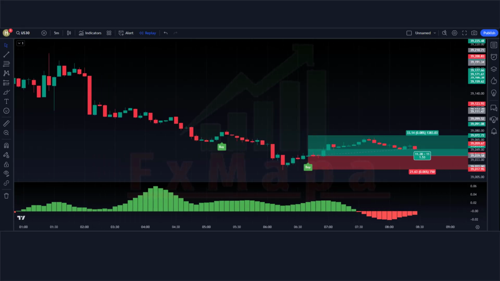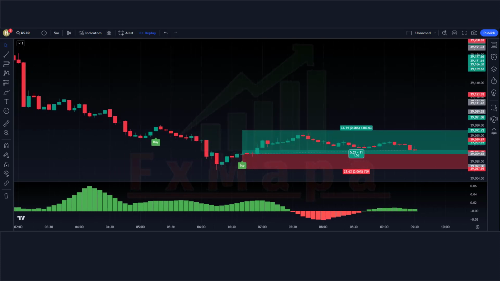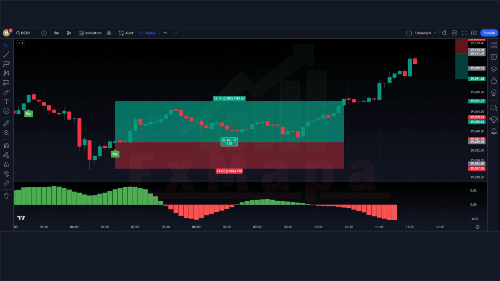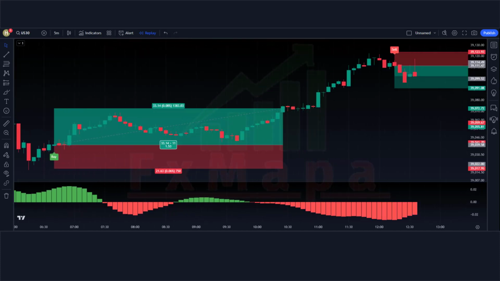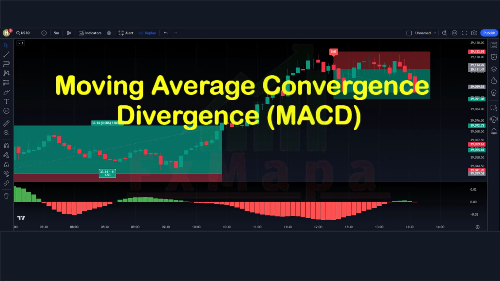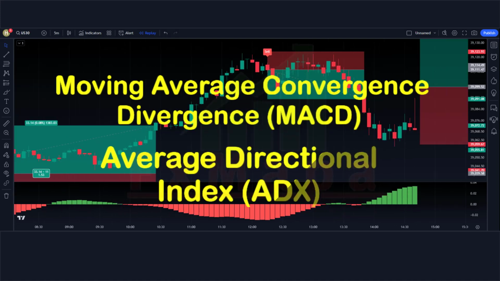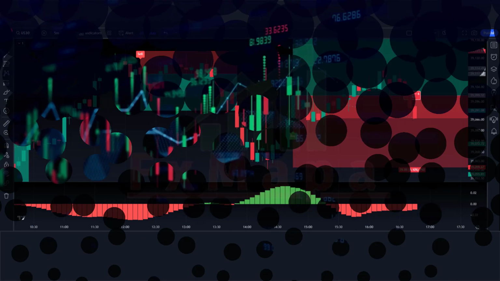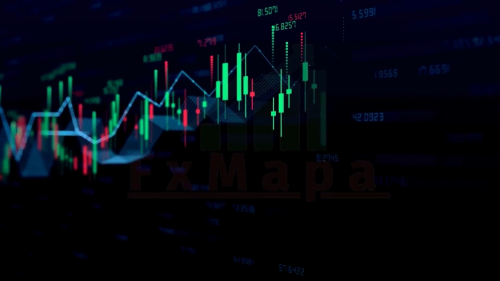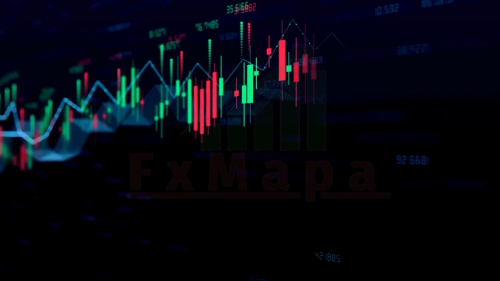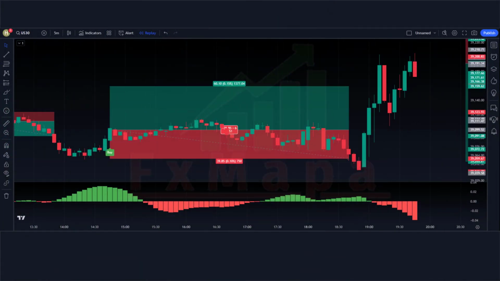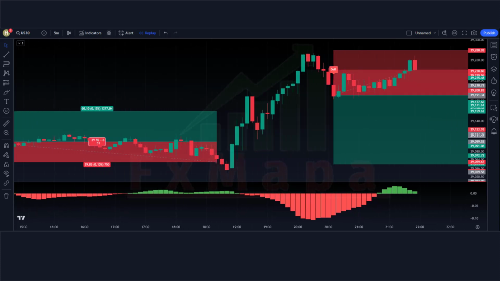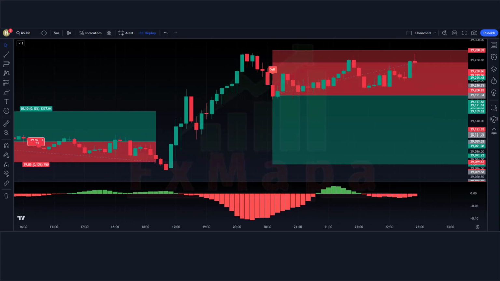Today, I want to talk about a powerful trading tool that is often overlooked by traders, the MACD ADX Indicator. MACD ADX is a combination of two popular technical indicators, the Moving Average Convergence Divergence, MACD, and the Average Directional Index, ADX. It helps traders to identify trends, measure their strength, and identify potential entry and exit points in the market.